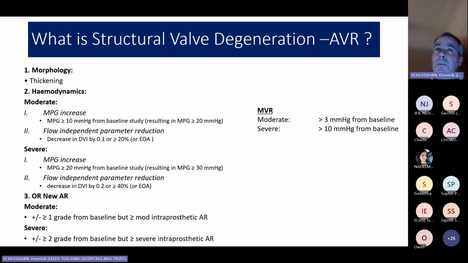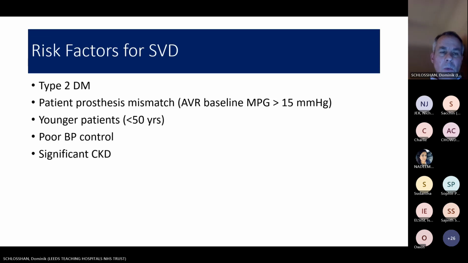And usually it's mostly the stenotic, but sometimes you can also have a situation that they get aortic regurgitation. And again, you compare it with the baseline scan. Is there more aortic regurgitation, intravalvular aortic regurgitation than baseline? And then you look at the different grade, and then you can grade it. So hopefully that is clear. The definition of structural valve degeneration is the increase in both the mean gradient from baseline, but also the flow independent parameters. What are the risk factors?